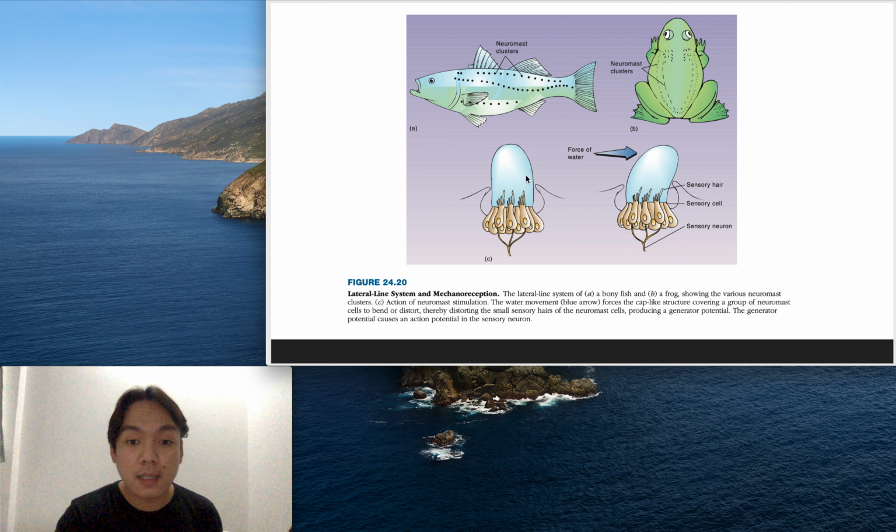Letter C is an action of a neuromast stimulation. The blue arrow will force the cap-like structure covering a group of neuromasts to bend or distort the shape of this animal. The generator will create a potential, which causes an action potential in the sensory neurons.